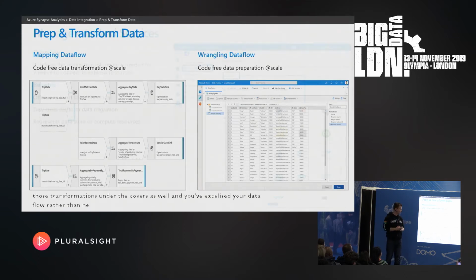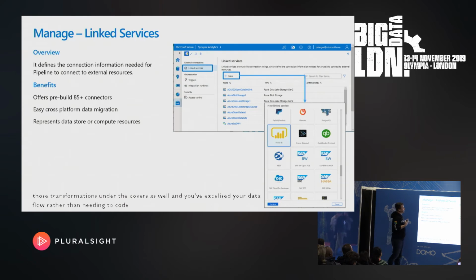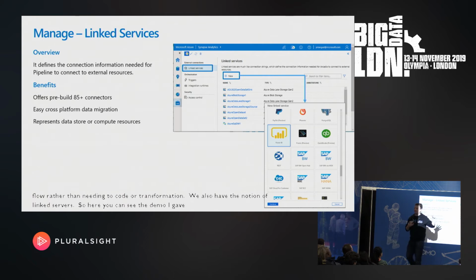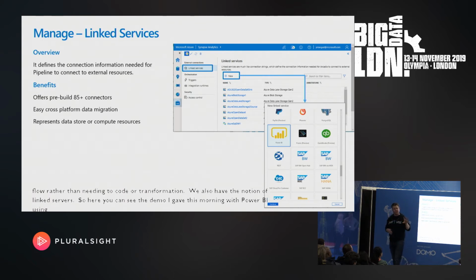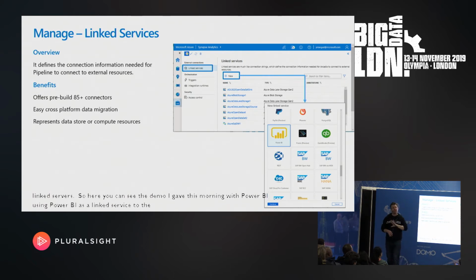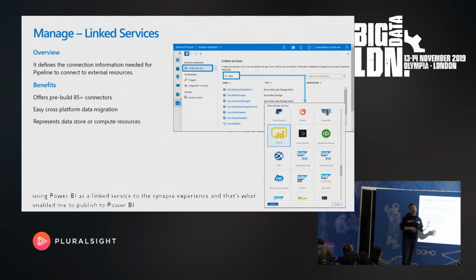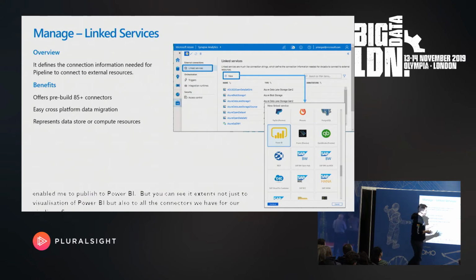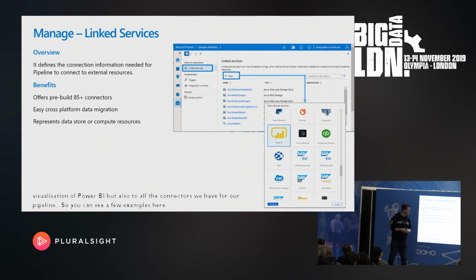We also have this notion of linked service. And so here you can see the demo that I gave this morning with Power BI was using Power BI as a linked service into the Synapse experience. And that's what enabled me to also publish it to Power BI. But you can see our linked services extend not just to visualization and Power BI, but also to all of the connectors that we have for our pipeline. So you can see there's a few examples here, there's SAP, there's Postgres.